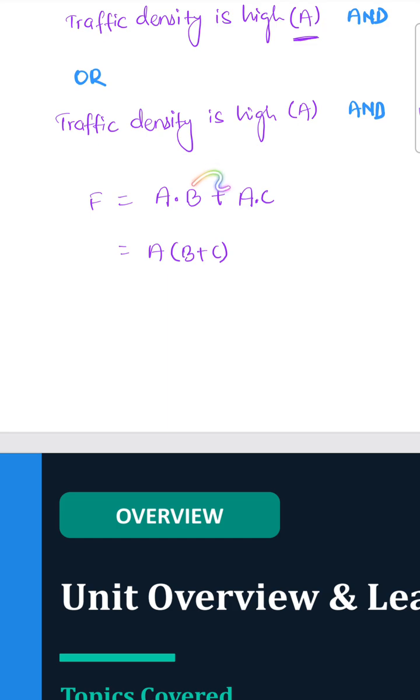Instead of checking traffic twice, like in the previous case, the controller checks traffic once, and then evaluates the second condition. This results in a more efficient digital circuit.